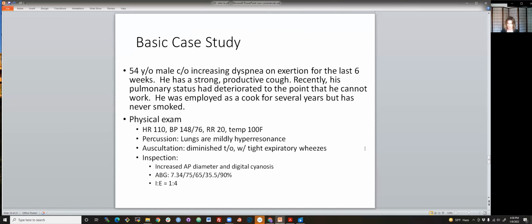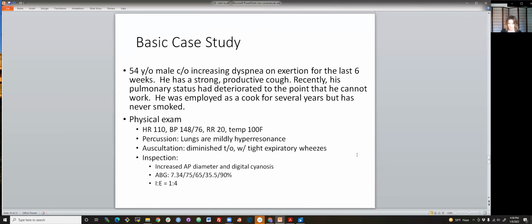So he doesn't seem too hypoxemic for somebody with emphysema. It's a mild hypoxemia, but he definitely seems to have chronic hypercapnia because his CO2 is high and his bicarb is also high. If you want to know more information about this, please feel free to reach out to me. And also, his I:E ratio is 1:4. That means that his expiratory time takes 4 times as long as his inspiratory time.